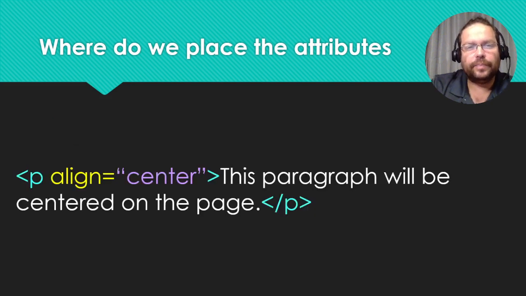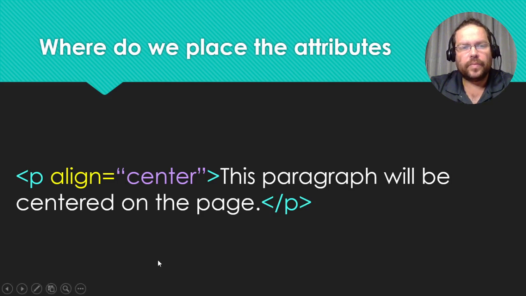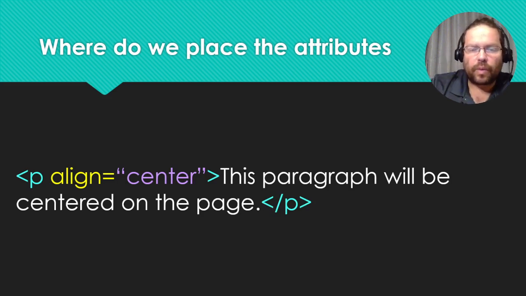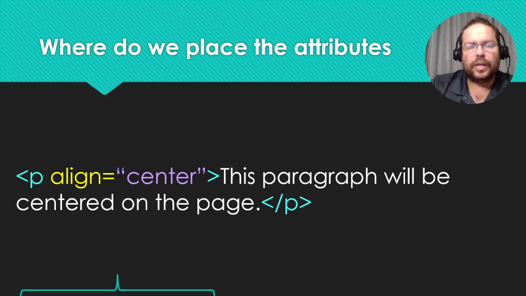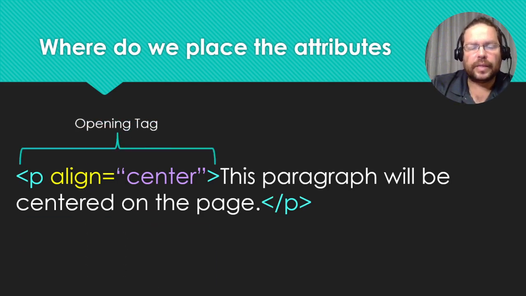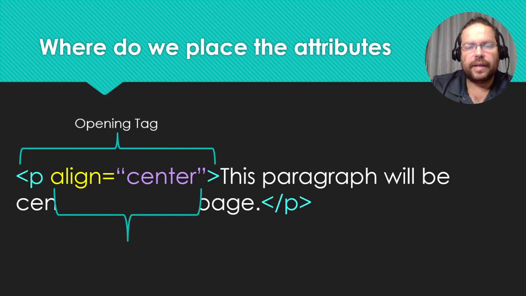Okay, let's have a look now at where we place it. So you'll see that I've got a P for a paragraph tag, and you'll see it over here, the P, and then you'll see the closing paragraph tag at the end here. So now we need to put the attribute into the opening tag, and you'll see that there is the attribute.